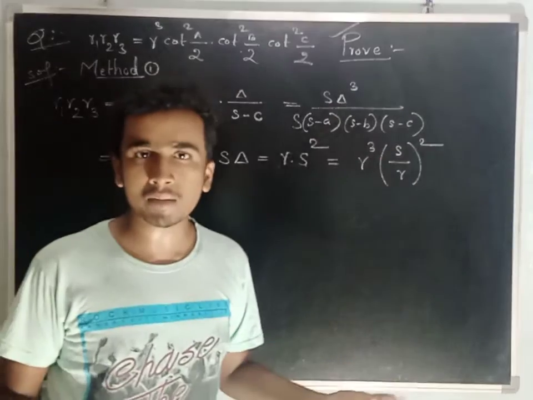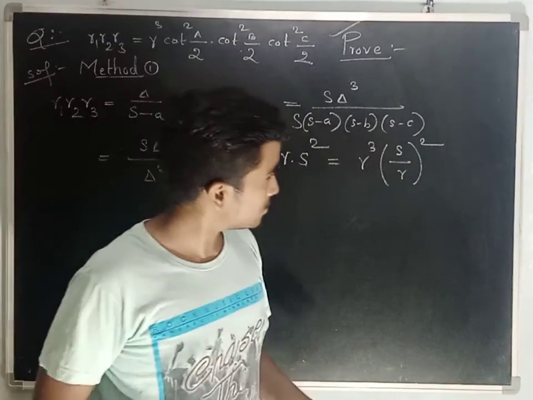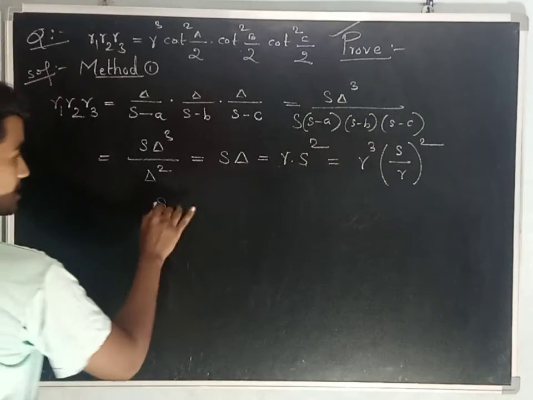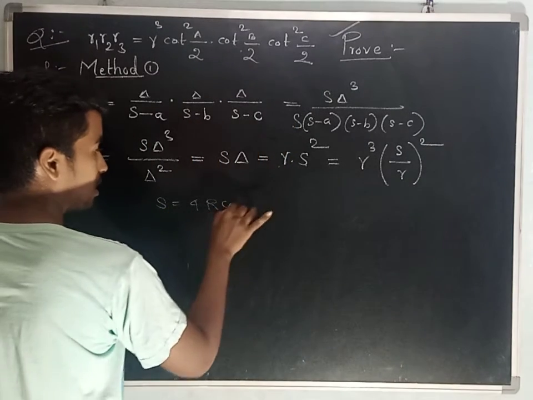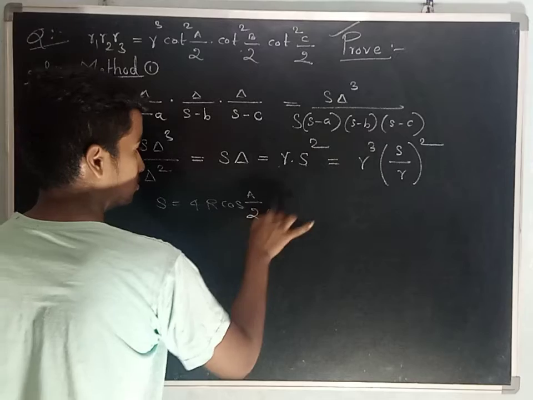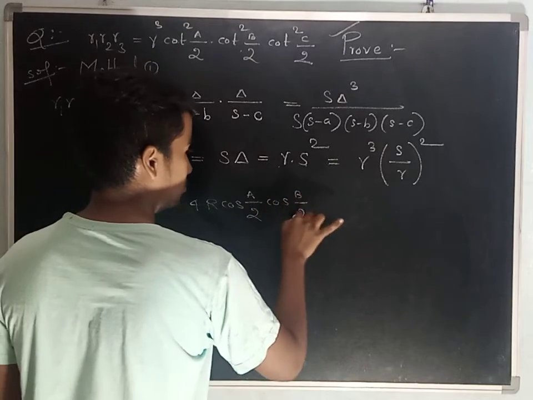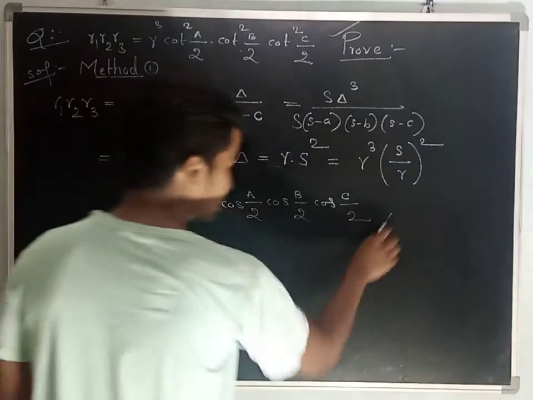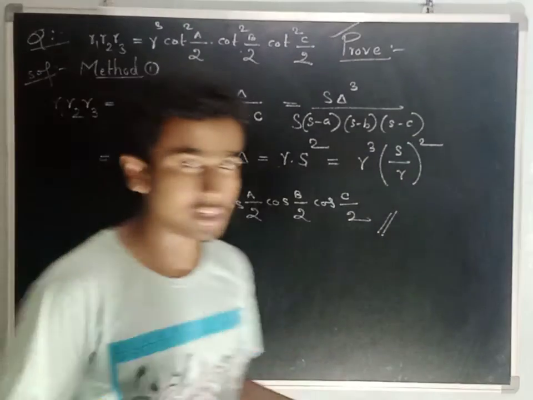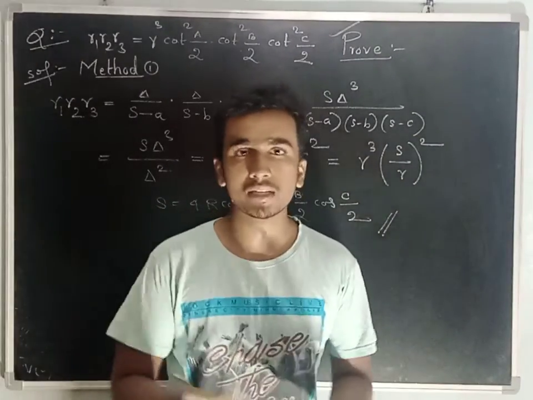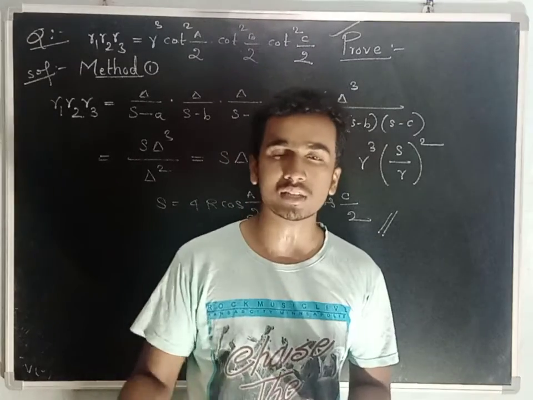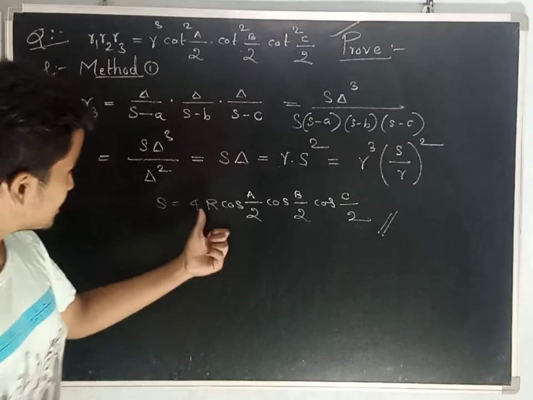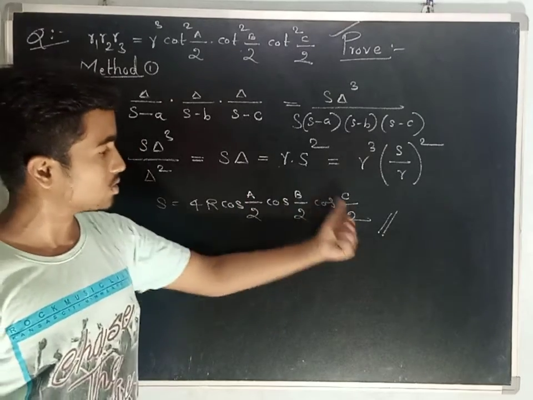Here S is nothing but the semi-perimeter. In previous videos, while solving some problems, we have discussed that S is equal to 4R cos A by 2, cos B by 2, cos C by 2. Right? We have proved this result. S is equal to A plus B plus C by 2. Applying A, B, C as 2R sin A, 2R sin B, 2R sin C, and further simplifying, we will get the final result, that is 4R cos A by 2, cos B by 2, cos C by 2.